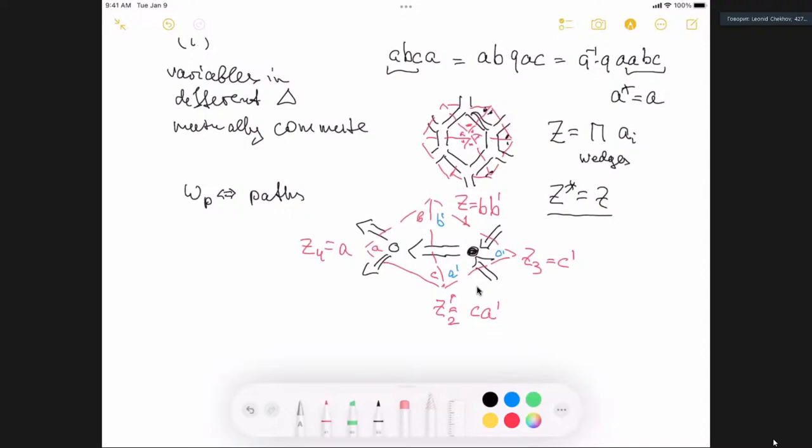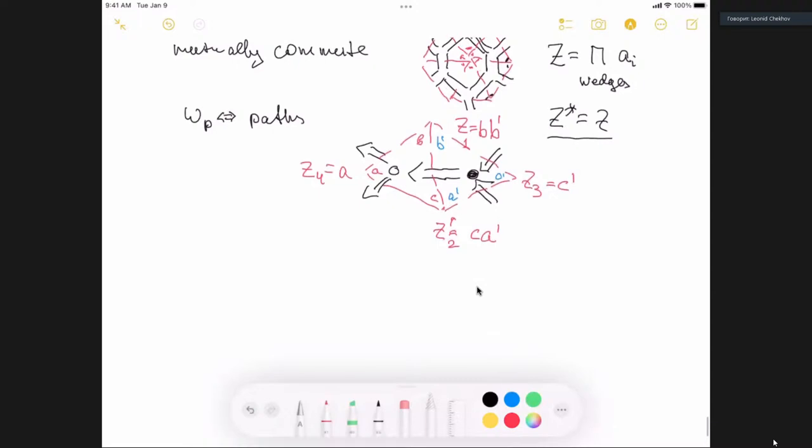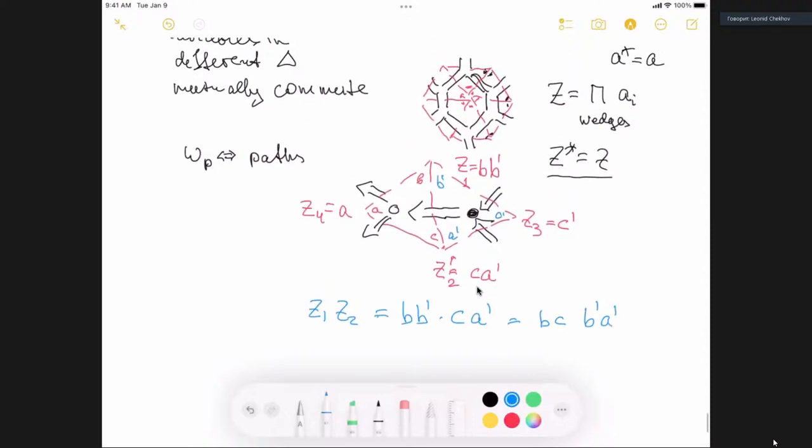Yes, of course, that's a good example. So for Z1 and Z2, what do we have? Z1 is A B prime times C A prime. Primed and non-primed commute, so we can immediately write it as B C, B prime A prime. And then I use the corresponding structures.